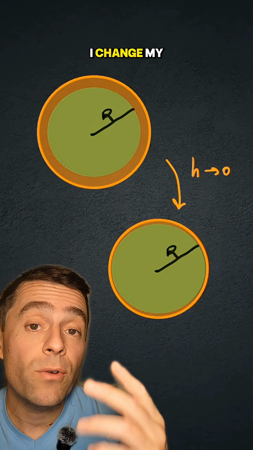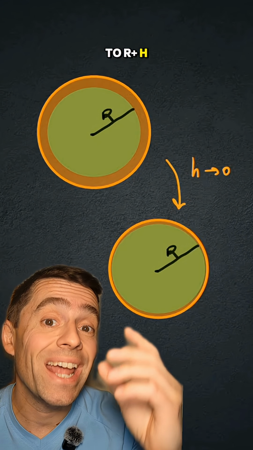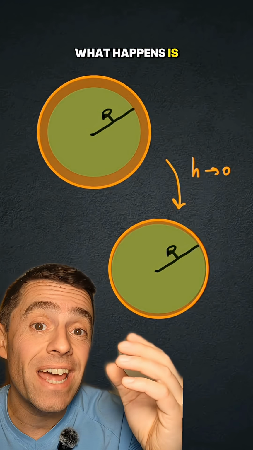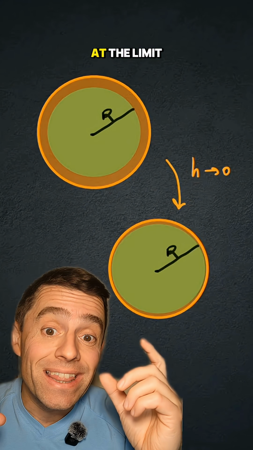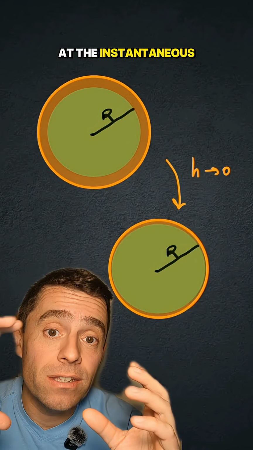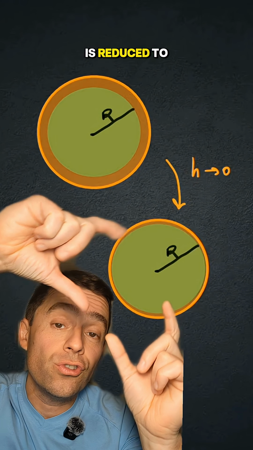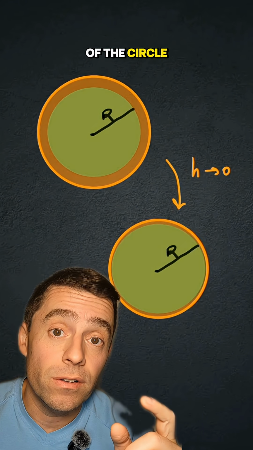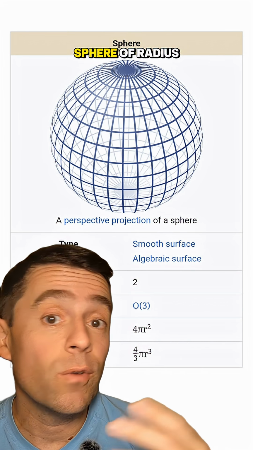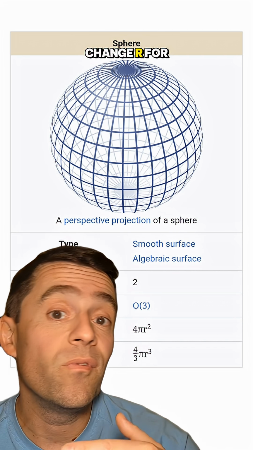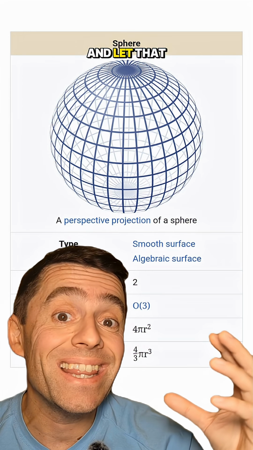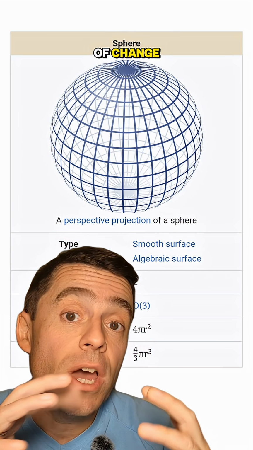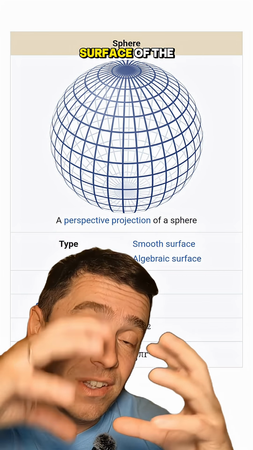And then when I change my radius from r to r plus h and let that h be smaller and smaller and smaller, what happens is that the increment at the limit, at the instantaneous rate, is reduced to an increment that is equal to the circumference of the circle. And similarly, when you have a sphere of radius r and then you change r for r plus h and let that h go to 0, the instantaneous rate of change becomes just the surface of the sphere.